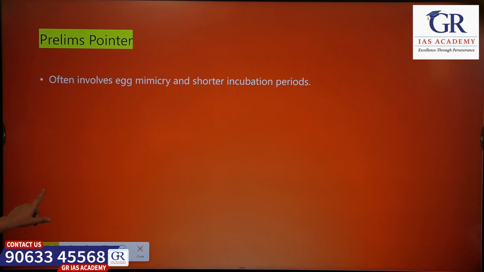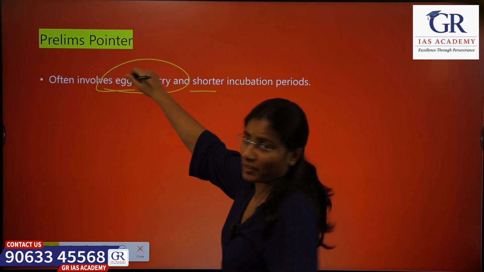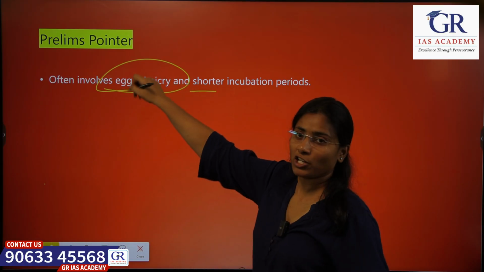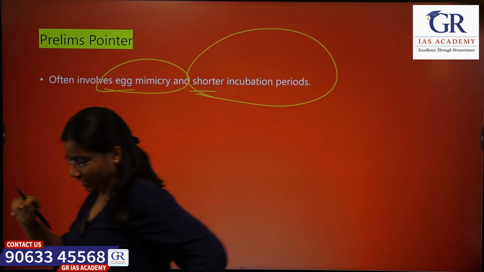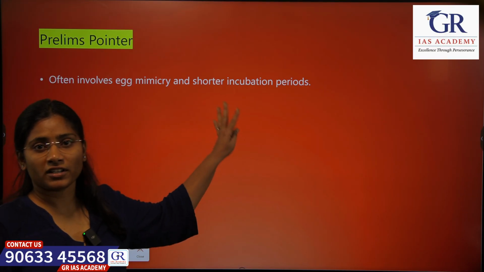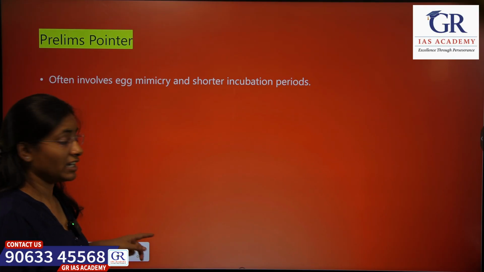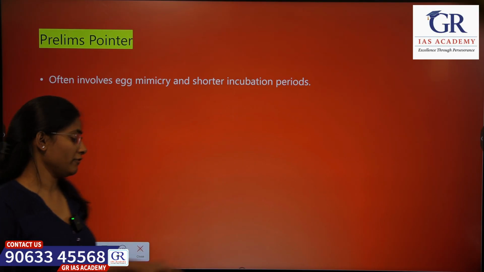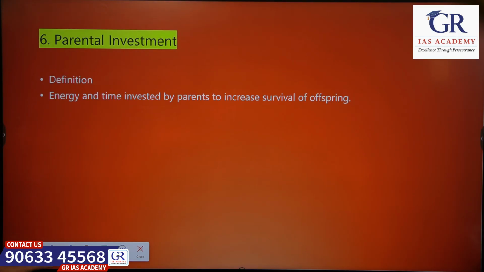And what happens? It uses mostly egg imitation, egg copying, and whatever the second bird is laying, the eggs have a shorter incubation period, meaning they will be born earlier when compared to the first host. Okay, the first bird, that is the host.